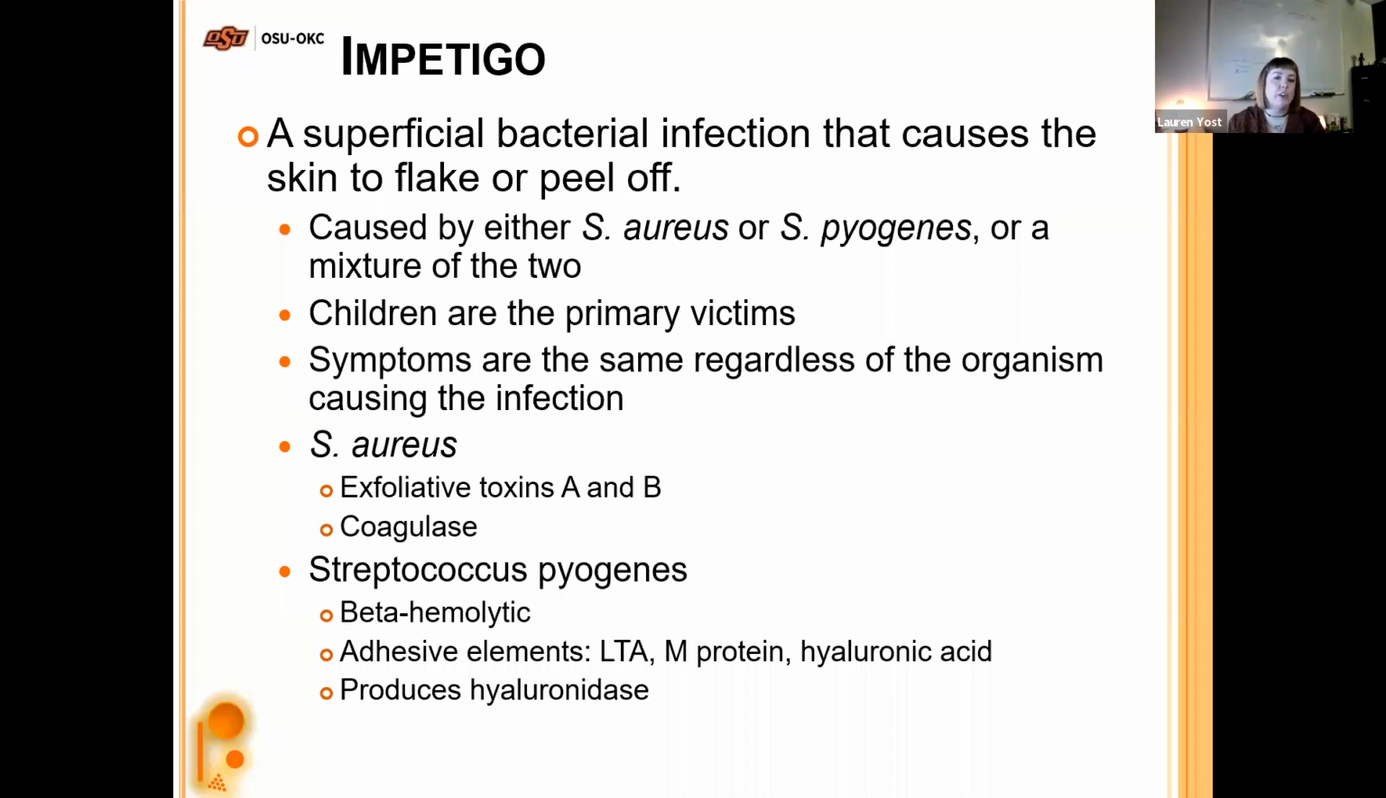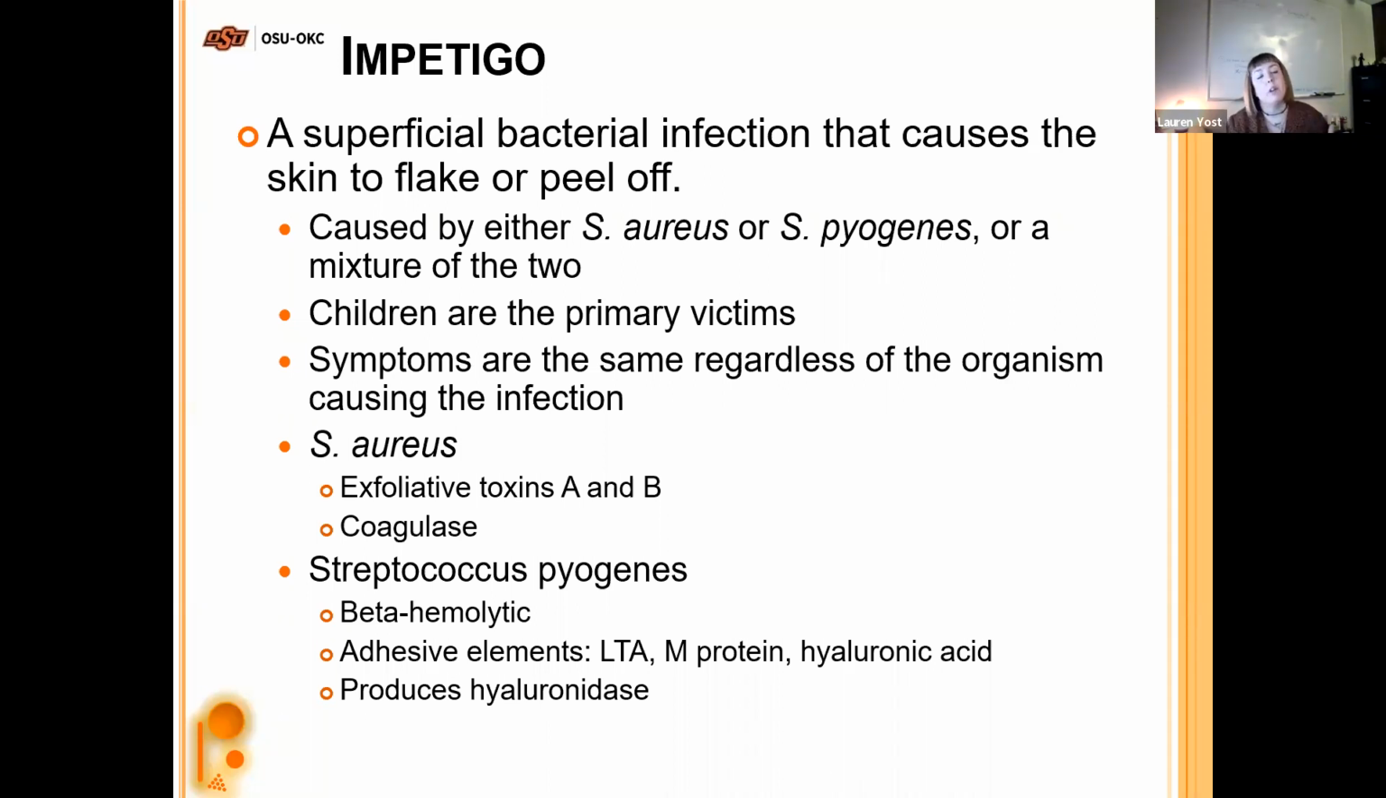Impetigo is a superficial bacterial infection that causes the skin to peel or flake off, caused by S. aureus, Staphylococcus aureus, or Streptococcus pyogenes, or sometimes both. Children usually are affected the most. Regardless of which one is causing the infection, whether it's Staph aureus or Strep pyogenes, they're going to cause similar symptoms. So Staph aureus has these toxins A and B that are exfoliative, causing shedding of the skin cells. And then we have coagulase as well, which we had talked about with that hemolysis, right?